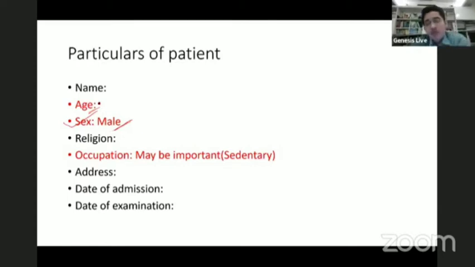Occupation may be important. For example, those who have a very active lifestyle usually don't have a peripheral vascular disease. For example, athletes probably will never have any peripheral vascular disease, but those who have a sedentary lifestyle for a very long time, for example, those who work in an office, who sit for a long time, are more prone to have peripheral vascular disease. So those who have a sedentary lifestyle, it's particularly important that they may have this sort of disease.